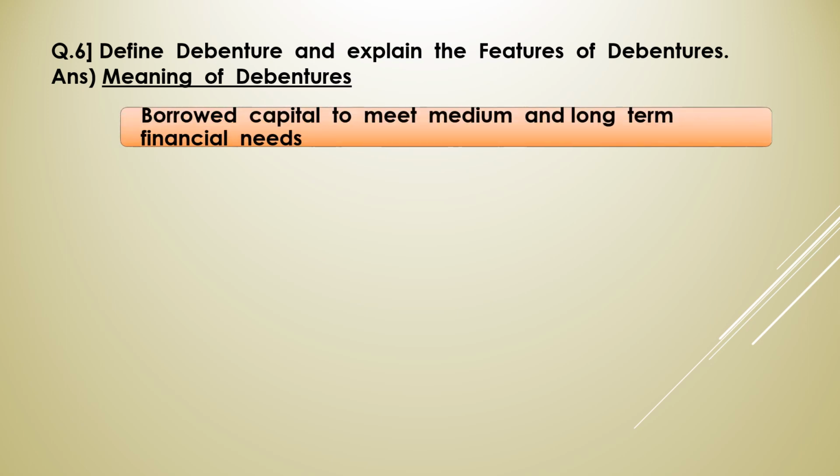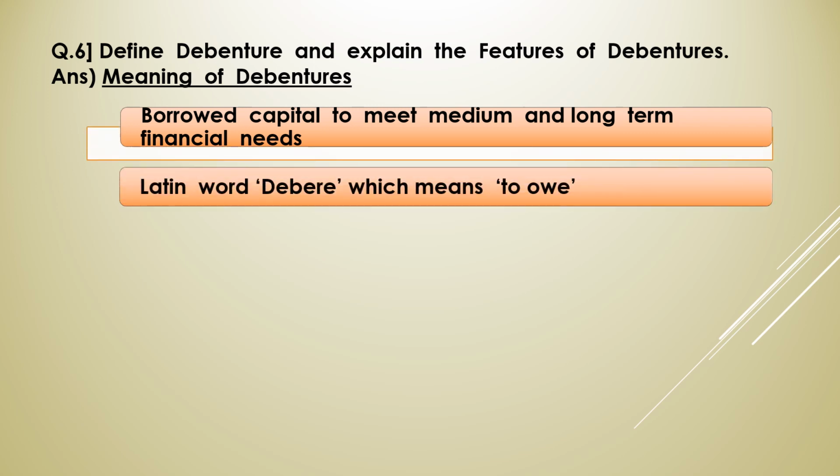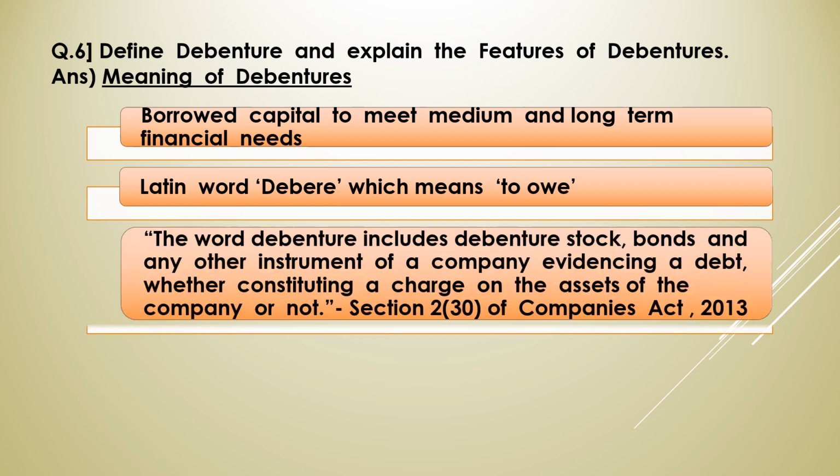Every joint stock company requires huge amount of capital in order to carry on its business activities. So accordingly, it has to raise capital by means of owned capital as well as borrowed capital. So accordingly, debentures represent the borrowed capital which a company requires to meet its medium and long-term financial needs. The word debenture has been derived from the Latin word debere, which means to owe.